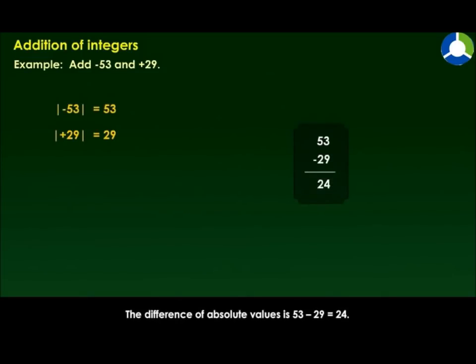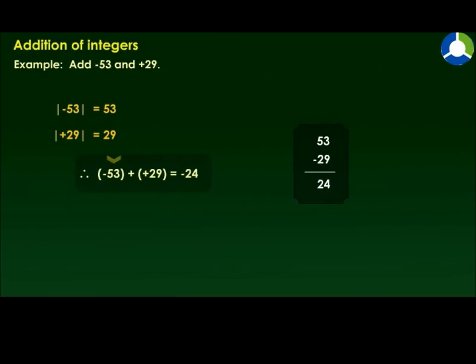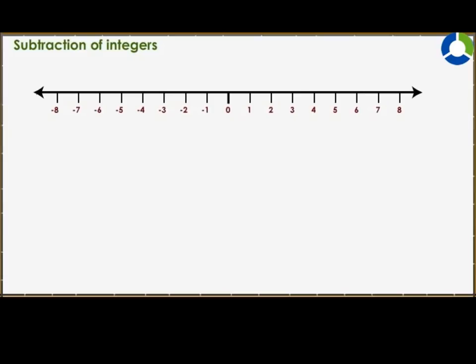Add negative 53 and positive 29. The difference of absolute values is 53 minus 29 equals 24. Since the integer with greater absolute value is 53 and its sign is negative, negative 53 plus positive 29 equals negative 24.